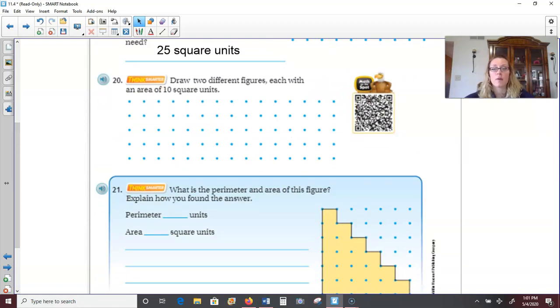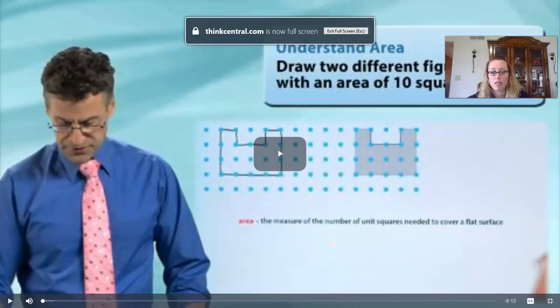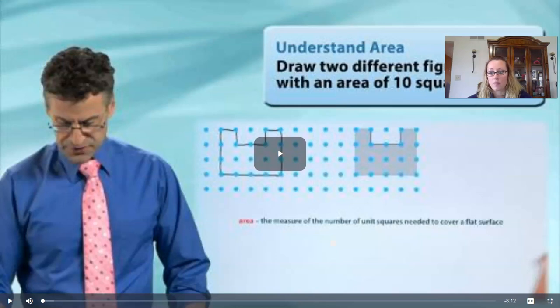Think smarter. We're going to draw 2 different figures, each with an area of 10 square units. So in order to do this, I'm going to call on Professor Berger to help us out. So take a few minutes here and watch the video, and you can draw this along with him when he gets to drawing the 2 different shapes with an area of 10 square units. Here we go.